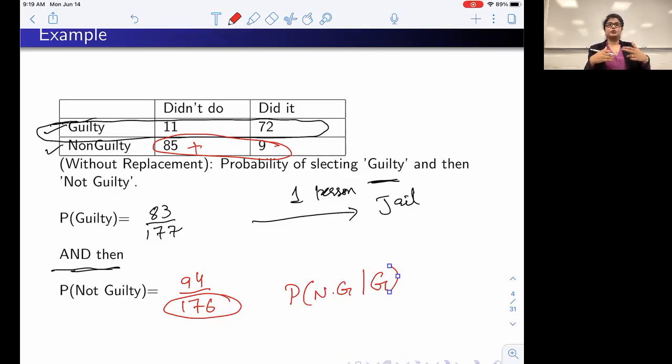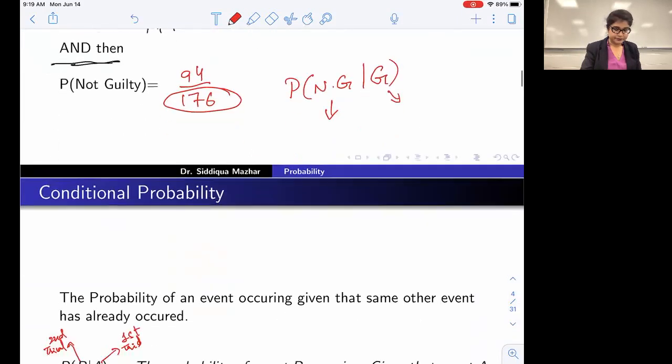This depends on whether these two experiments are dependent or independent. We are going to discuss it in 2 minutes. So this is how you will write the conditional probability: finding a not guilty person given that finding a guilty person has already happened. This is how you will write it down.